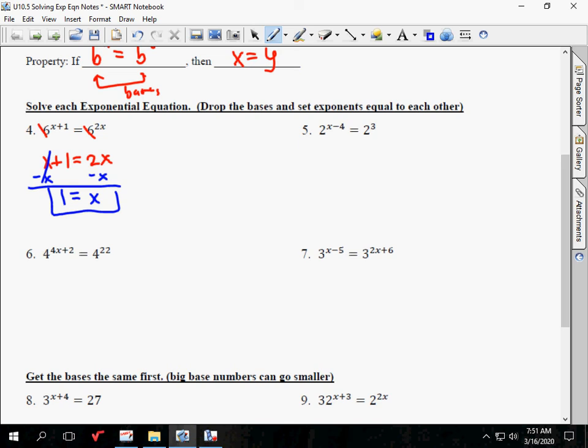All right, so let's try 5. So both bases are the same. They're both 2, so we can cancel the bases out, set the exponents equal, and then we'll just solve for x. So here we have to add 4 over. We get x equals 7.